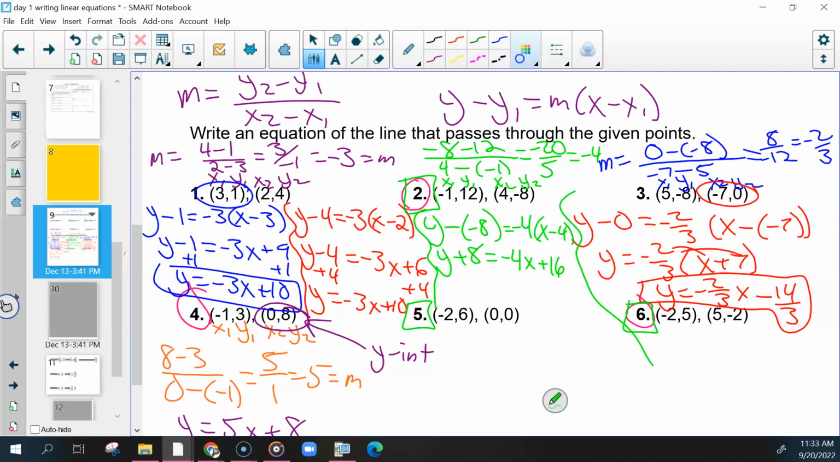And then to get y by itself, we would get rid of the 8 by subtracting. So y equals -4x plus 8. Even if you use the first point, you should still get that same answer. Questions on that one?